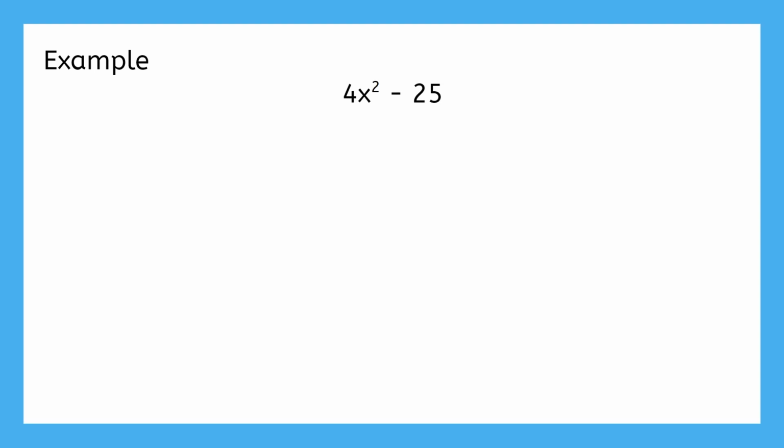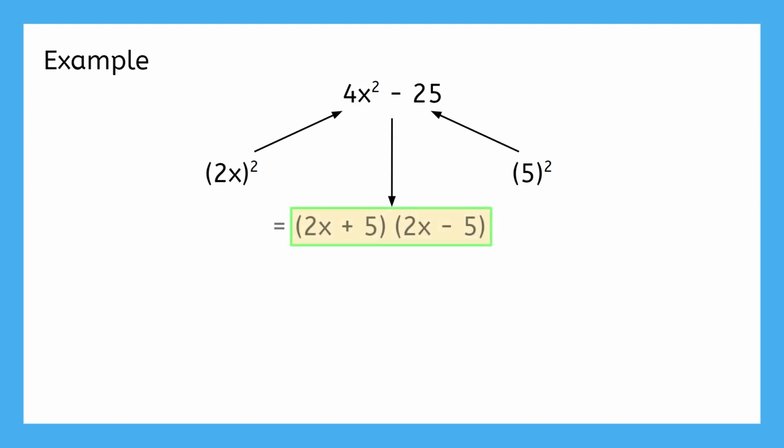How would we factor this? You might see that leading coefficient and be tempted to pull out a GCF, except there isn't a GCF. Neither term has anything in common. But that's okay, because this is a difference of squares. 2x squared makes 4x squared, and 5 squared is 25. So the factors of this difference of squares are 2x plus 5 and 2x minus 5.